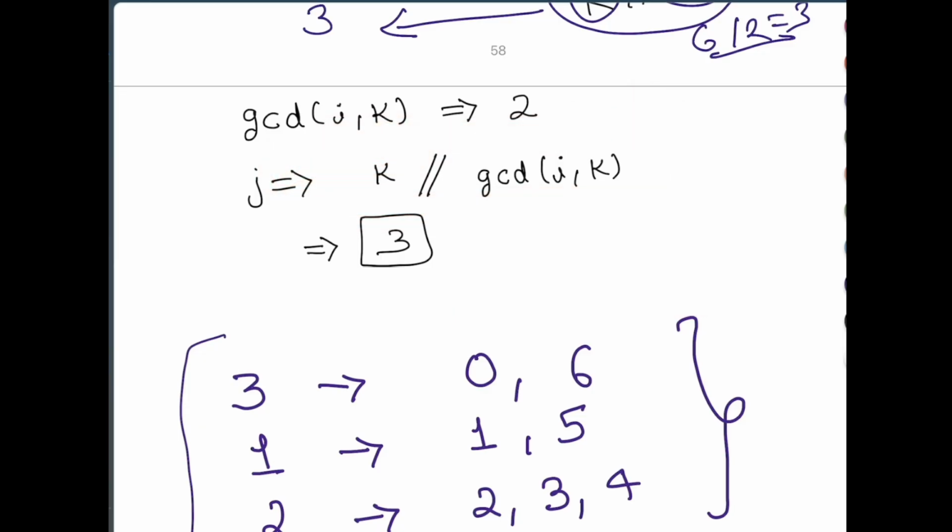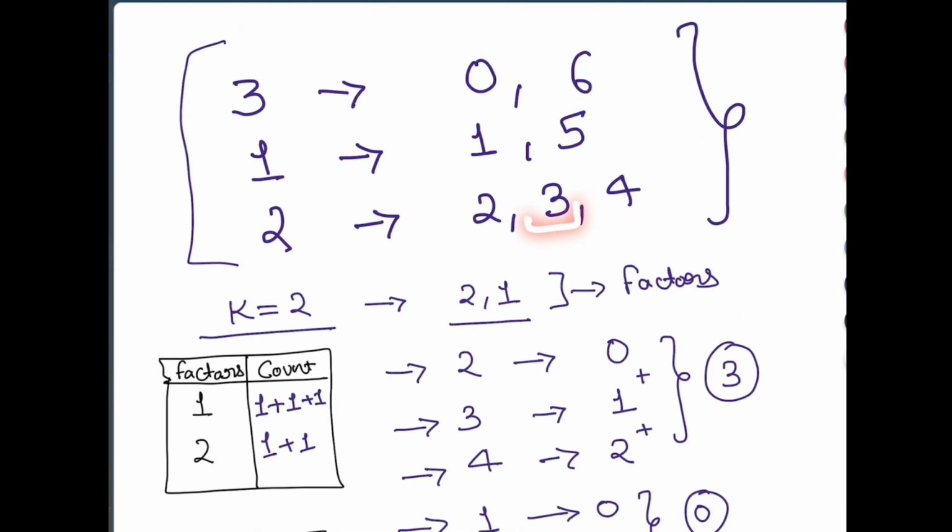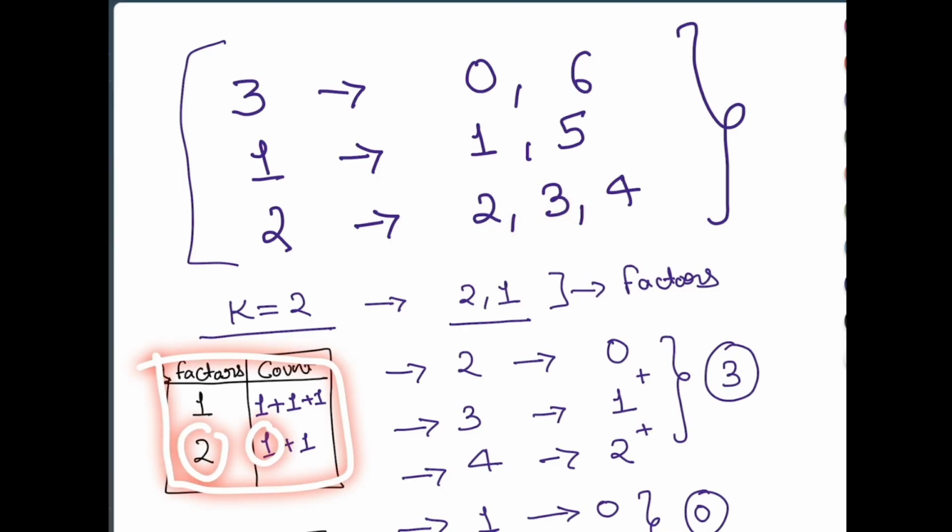This is telling me that the other index which you need, that is the j, should have a factor which is equal to 2. So I am going to ask the question at 3: have I seen a number previously which has a factor 2? So let me check it from my map. For 2 the value is 1. For 1 the value is 1.